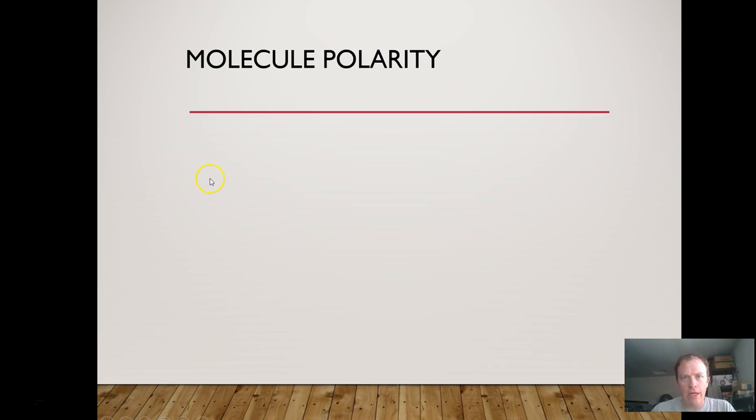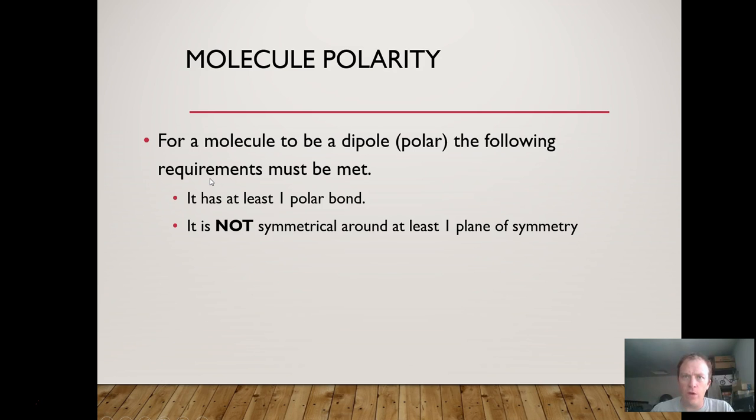This can be tricky, and we're going to look at it in several different ways. If a molecule is going to be polar, the following requirements must be met. At least one of the bonds within the molecule must have some polarity to it. This is a classic example of the way chemistry builds upon itself. If you had a hard time understanding bond polarity, you're probably going to have a tricky time understanding this as well. So maybe go back and look at that video again or ask questions about it in class. At least one of the bonds within the molecule must be polar, and the molecule must not be symmetrical.